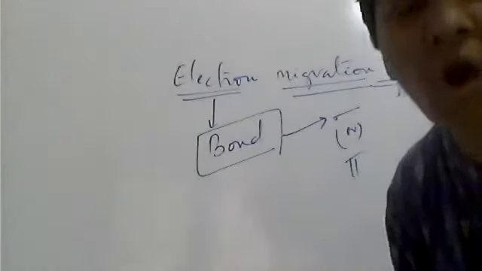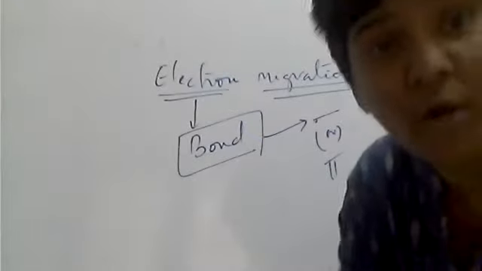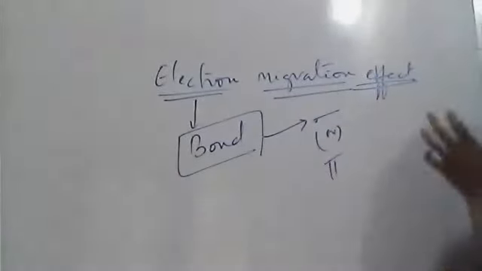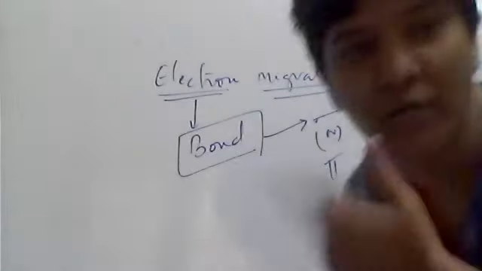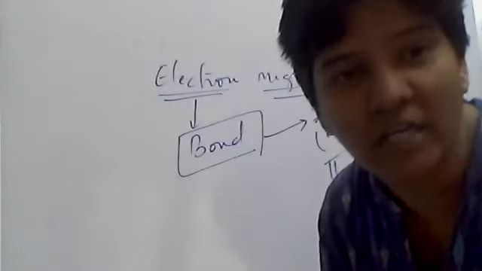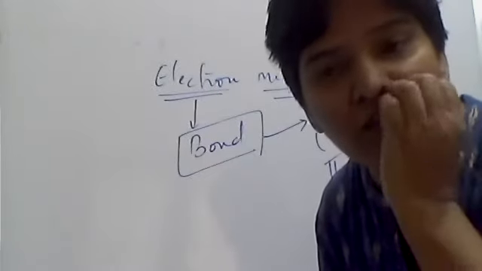So in organic compounds, you see that the bond is moving. In a few molecules, the sigma bond is moving, and in a few molecules, the pi bond is moving. So the bond is moving. Where is this bond going? The bond is moving in organic compounds. What is that bond? Sigma or pi bond.